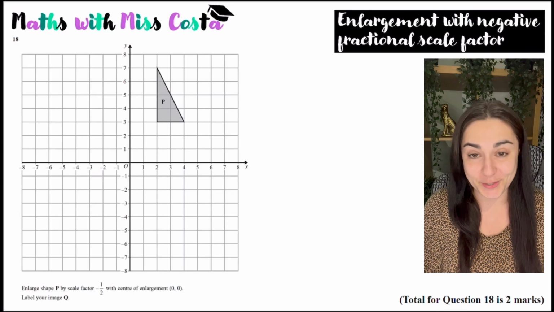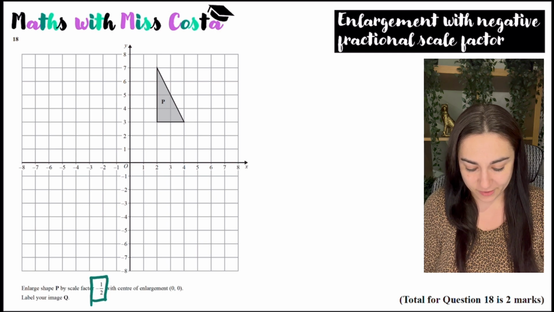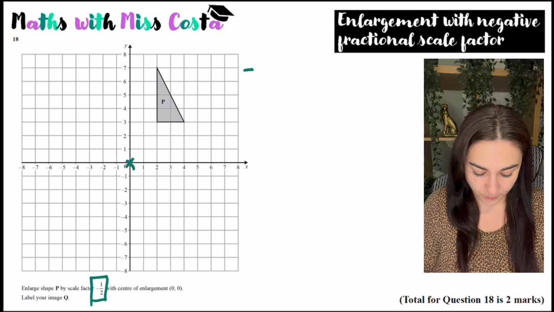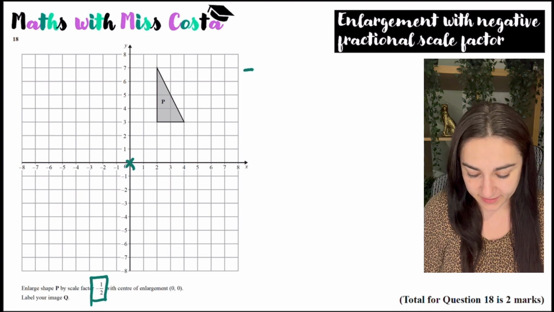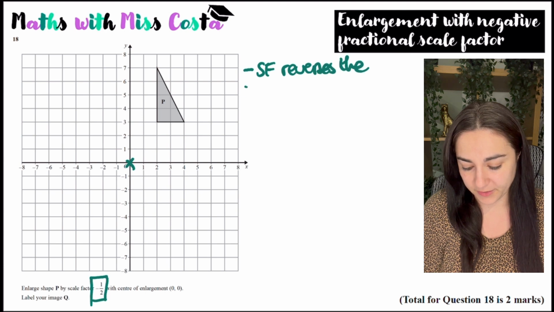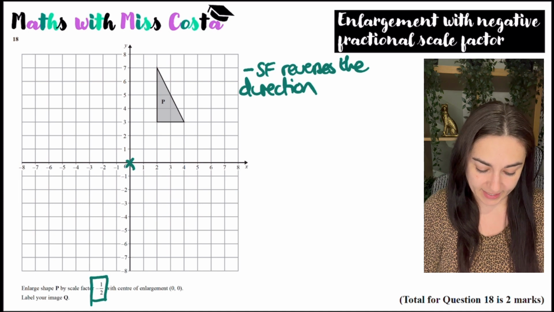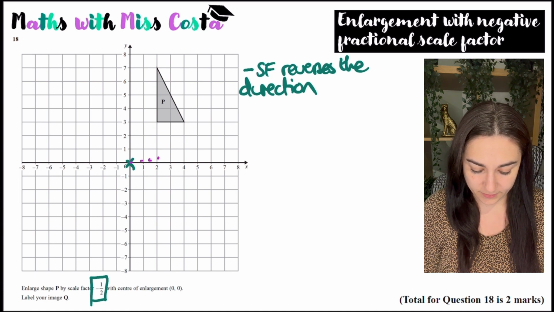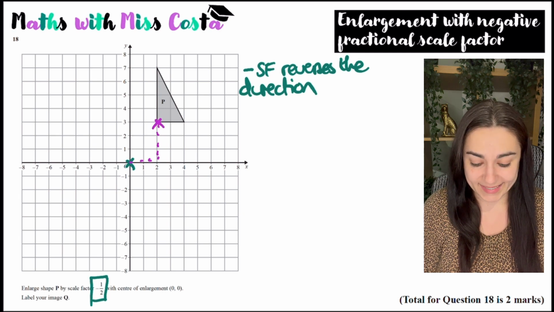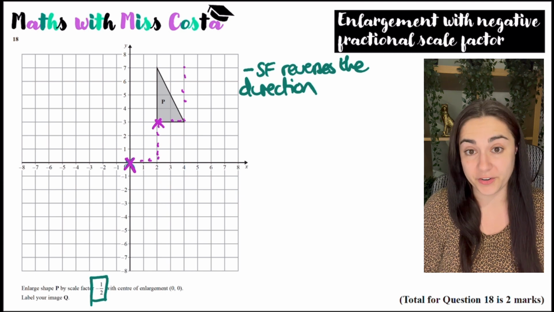Okay, so in this question, I'm being asked to enlarge shape P by scale factor -1/2 with centre of enlargement 0, 0. So just a reminder that when you're enlarging by a negative scale factor, it reverses the direction. So when we're normally doing enlargements, we think, okay, how do I get from my shape? I go 2 and then 3 up, and then I'd do the same in this direction. So I always start from the center of enlargement and I go towards my shape.